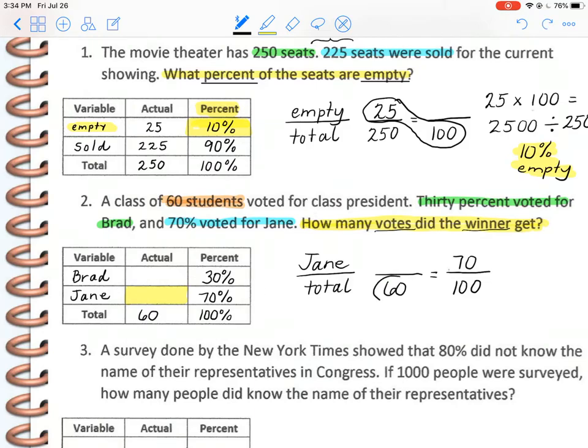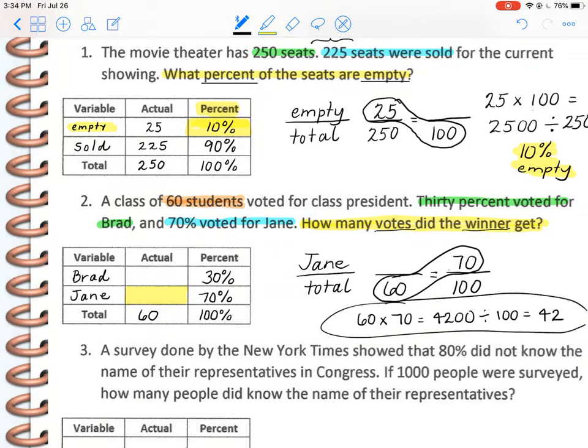So let's say 60 times 70. That's 4200. Divided by 100 is 42. Again, this is not a proper equation. Those are keystrokes. So Jane got 42 votes.